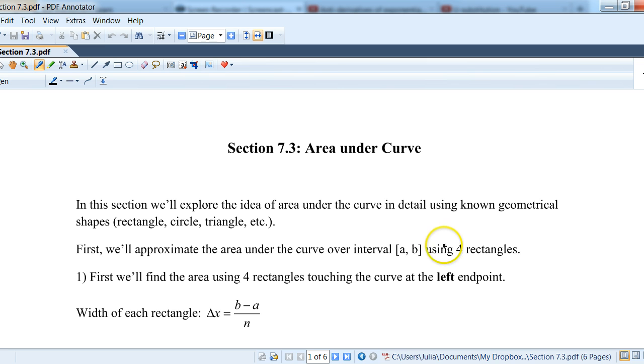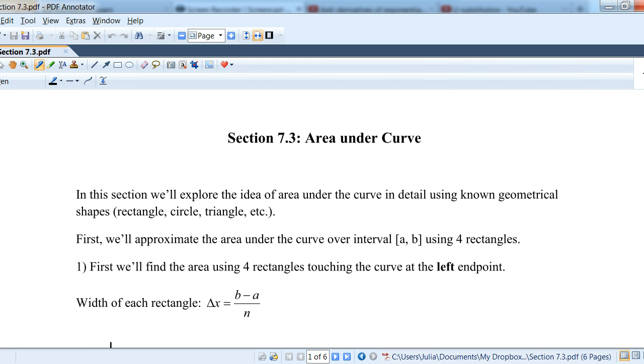So first, let's explore the idea of using a number of rectangles on an interval a to b, for example. We'll start with 4 rectangles. Now there's a number of ways you can do this. You can have the rectangles touch the curve at the left endpoint, right endpoint, or midpoint. And I think I have shown, and maybe I will show a little link showing the different ways to have the approximate area under the curve.